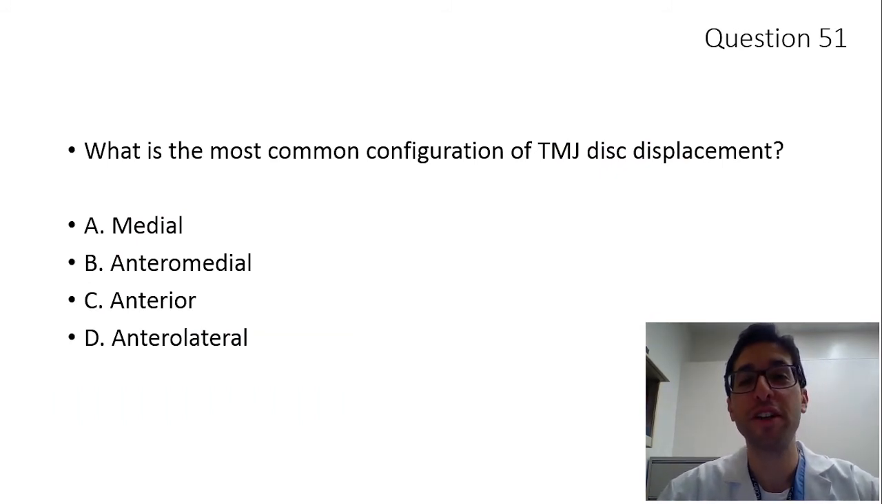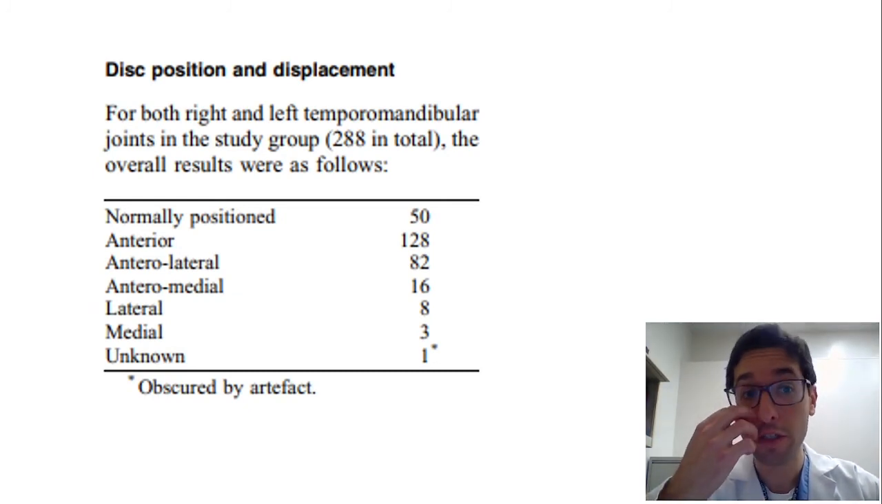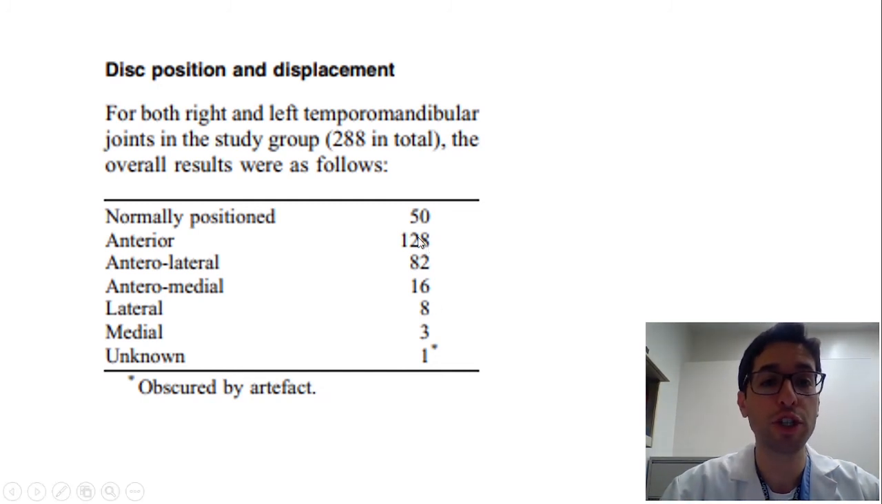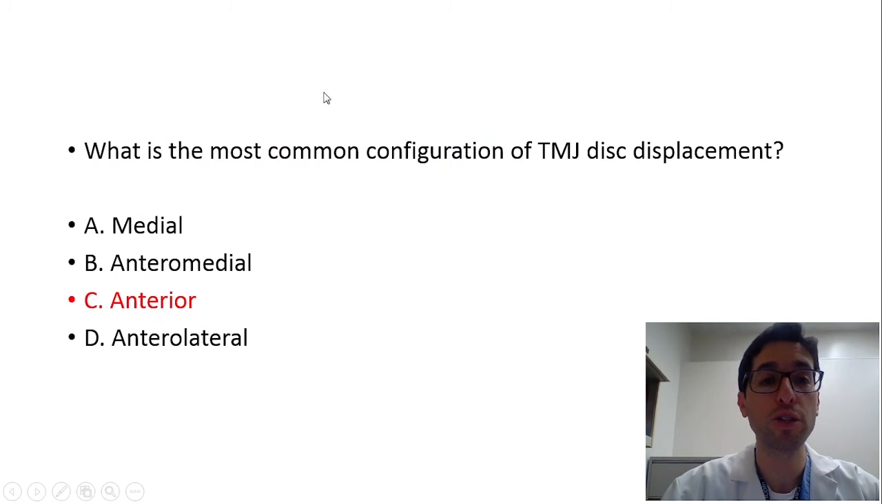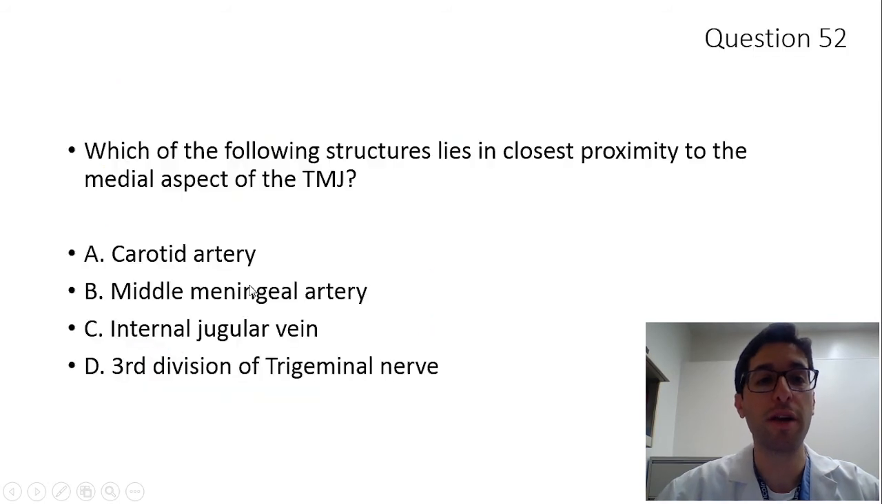What's the most common configuration of TMJ disc displacement? All right, you must have heard me say it 100 times. Anterior disc displacement. I don't even know why they put that one there, but there are studies that looked at all the different variations. So anterior, like I said, is obviously the most common, 128, but you also do get cases of anterior lateral and anterior medial, and very unlikely you'll get cases of lateral and medial. And the reason I'm showing you this graph is because I have seen variations of this question where they ask you not what is the most common, but what is the least common. And if I had to choose, I would choose medial on this list, or lateral or medial. One of those is going to be the least common, and anything anterior is going to be common.